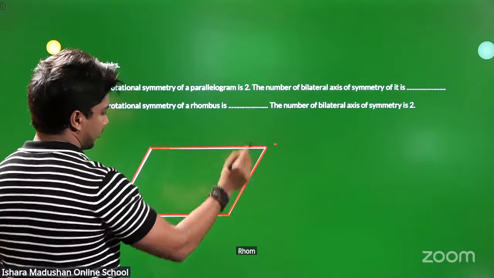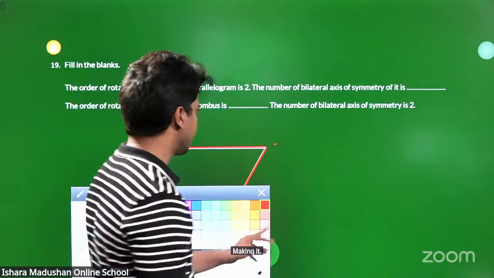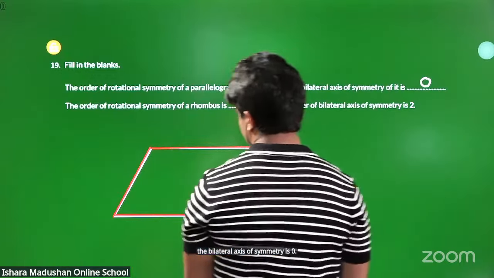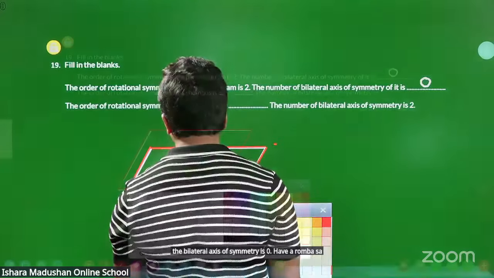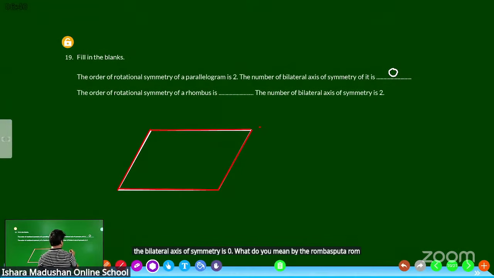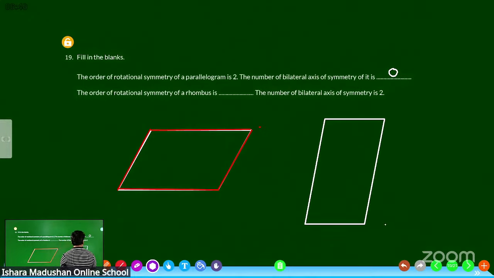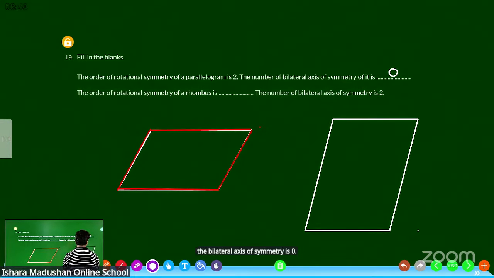So in a parallelogram the bilateral axis of symmetry is 0. But if you take the rhombus, what do you mean by the rhombus? Opposite sides are parallel and all sides are equal.